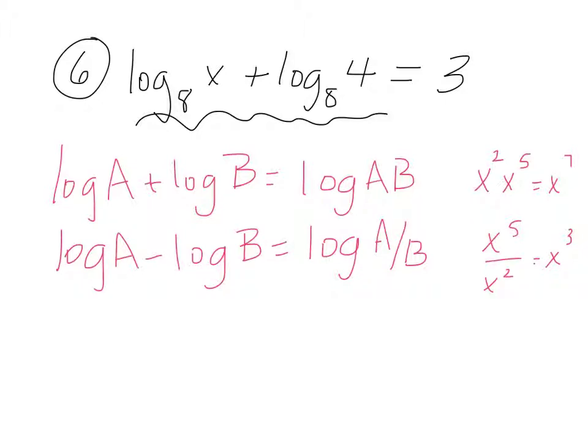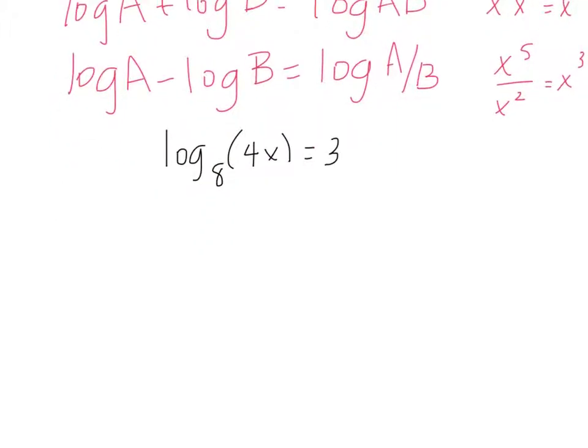So when I see log base 8 of x plus log base 8 of 4, I combine into one, and I say it's log base 8 of 4 times x, so 4x, is equal to 3. Okay, so I'm going to have 8 to some power, 3, is equal to 4x. 8 to the 3 is equal to 4x, so all you do is switch forms.